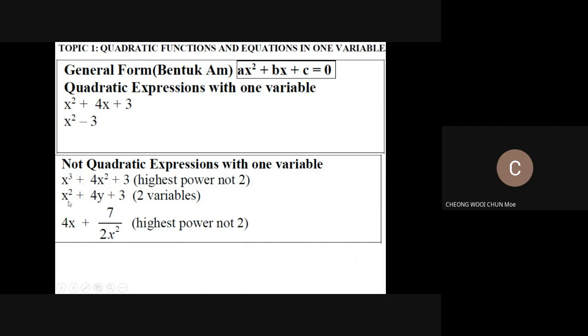Then this one is two variables, x and y. This one has x at the bottom. The x power 2 is here, but it is at the bottom, so when you put it on top, it is x power negative 2, so it is not power 2. If x at the bottom is power 1, it is reciprocal. There is no x power 2 at the bottom in what we learned in KSSM. So x is called the variable, the highest power is 2, and a, b, c are constants.